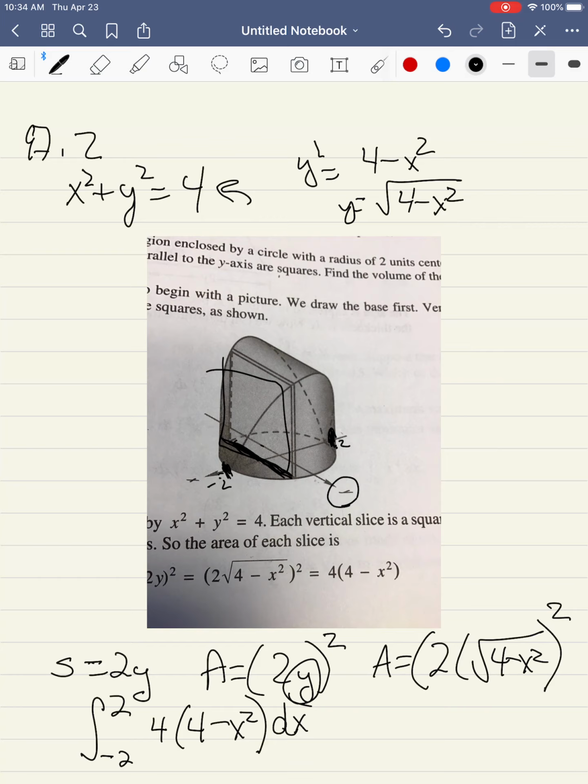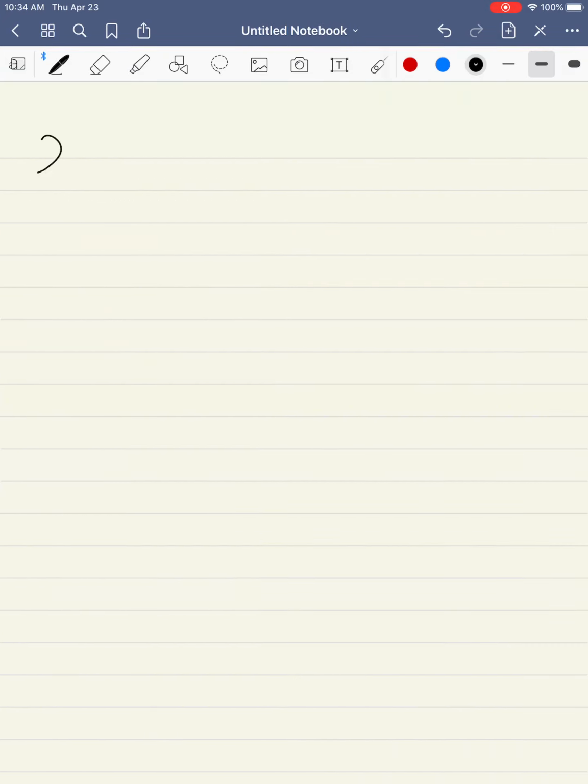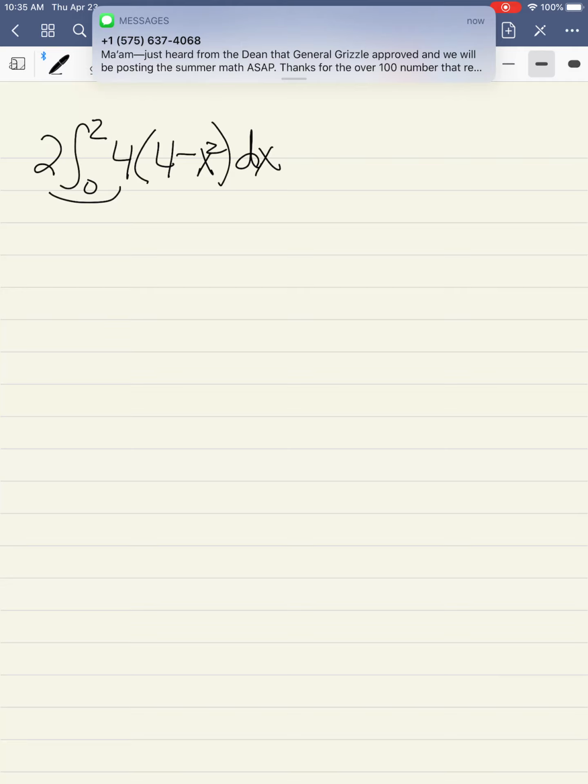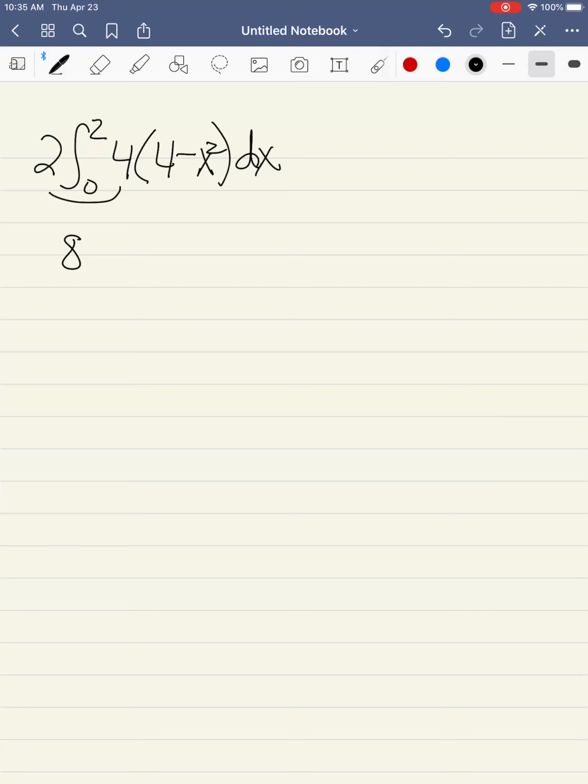Now one thing that we can do is, instead of taking the integral from -2 to +2, they're symmetrical, so we could actually say 2 times the integral from 0 to 2 of 4 times 4 minus x squared dx. And we can pull the 4 out because it's a constant. Eight times the integral 0 to 2 of 4 minus x squared dx.